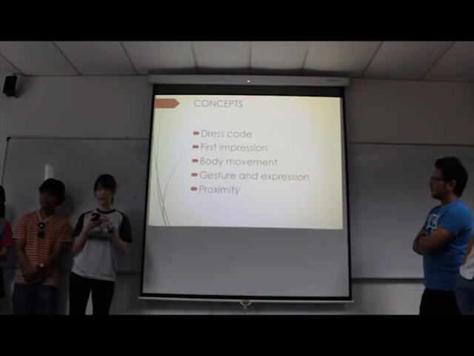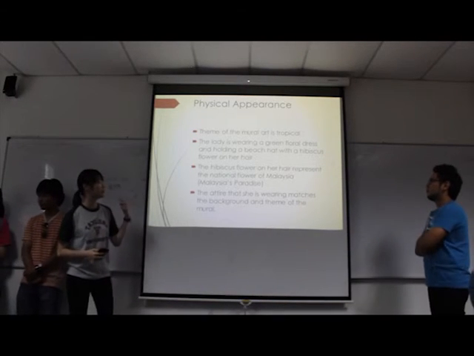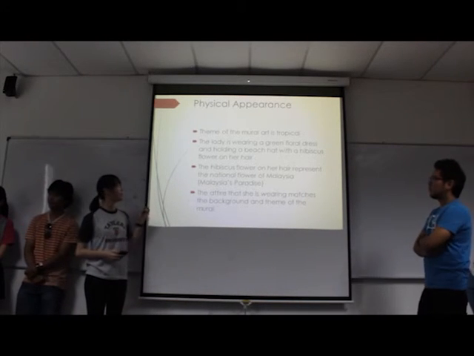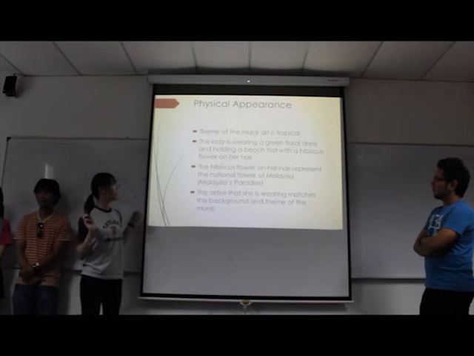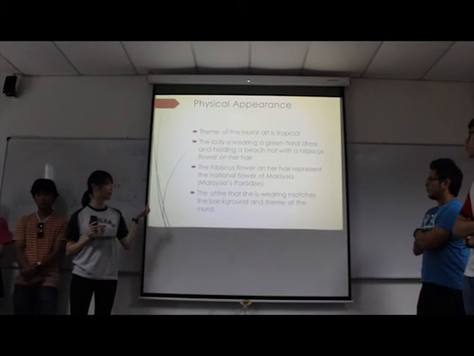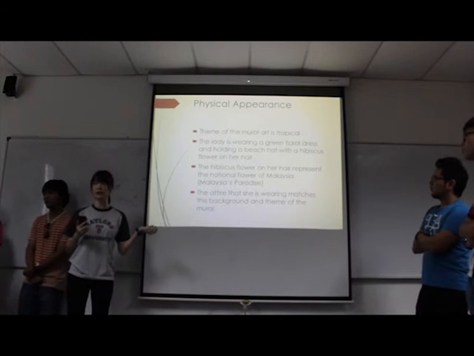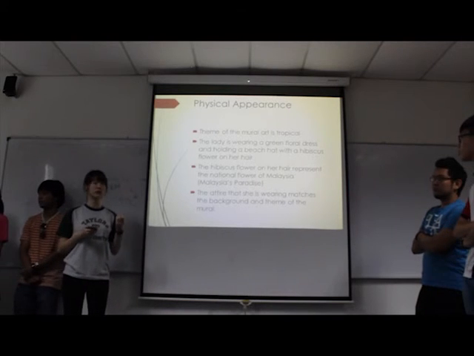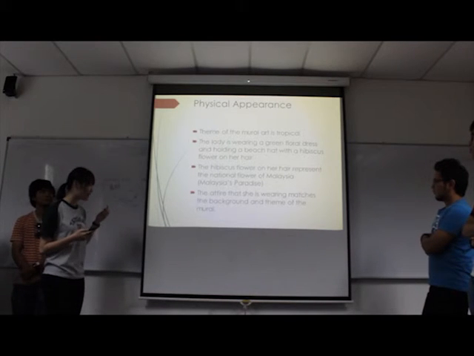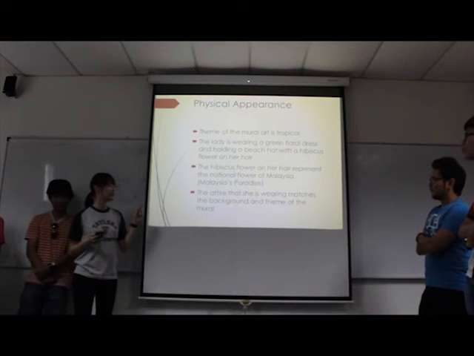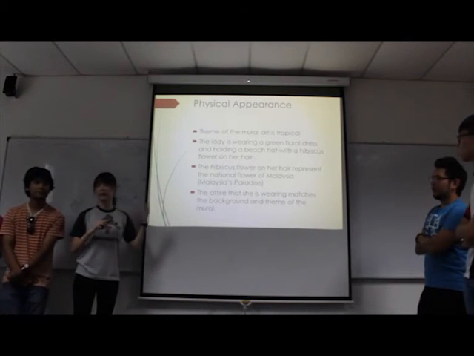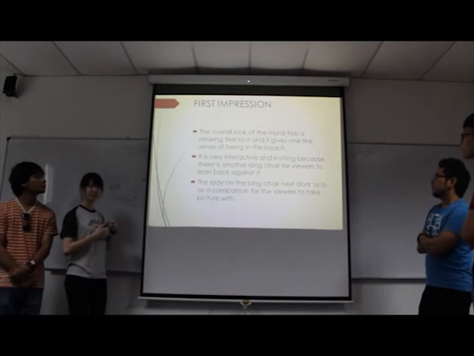and proximity. And for the dress code, because the theme of the mural art is Tropicana, the lady is wearing a green floral dress and holding a beach hat with a hibiscus flower on her head. And the hibiscus flower on her hair represents the national flower in Malaysia, which also means the Malaysian paradise. And the dress she's wearing actually matches the background and the theme of the mural art.